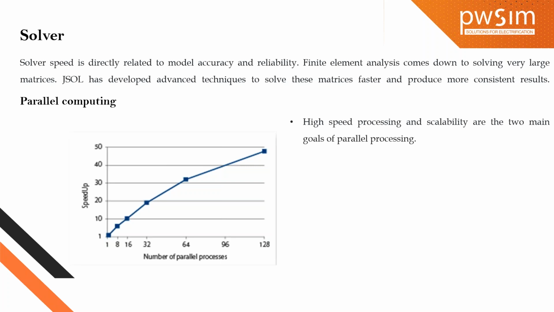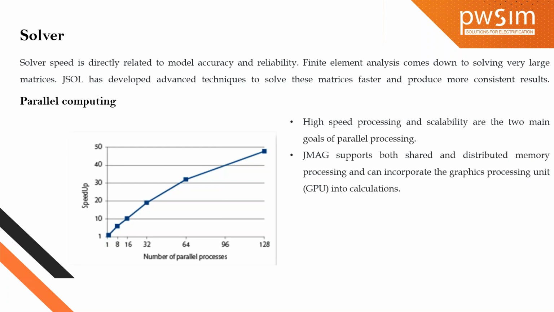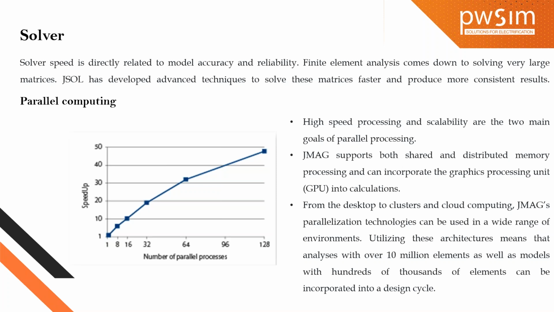High-speed processing and scalability are the two main goals of parallel processing. JMAG supports both shared and distributed memory processing and can incorporate the graphics processing unit into calculations. JMAG supports shared processing, that is symmetric multiprocessors, and distributed memory, that is MPP, massively parallel processing, and it can also support the GPU for faster calculations. From the desktop to cluster and cloud computing, JMAG parallelization technologies can be used in a wide range of environments.